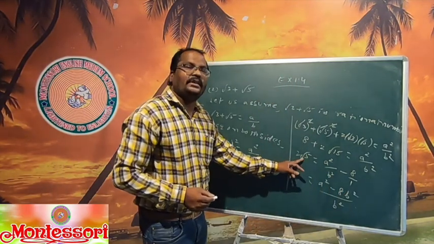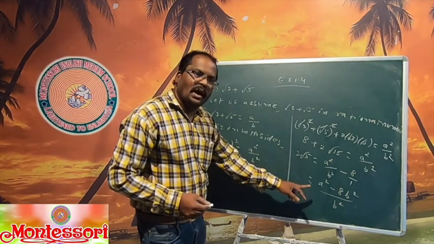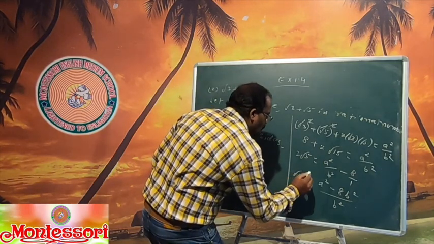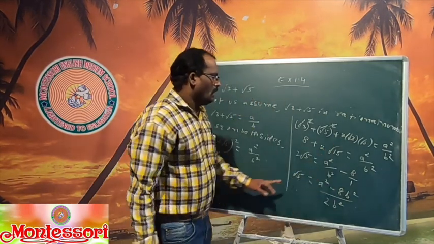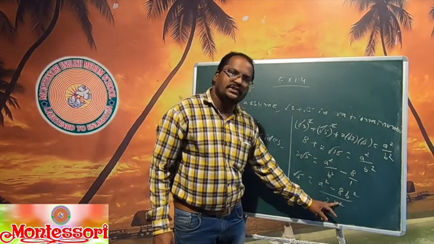Now which term is there? 2 root 15. I need only the root term here, so the 2 also we have to bring down. That means here we write root 15 is equal to (a square minus 8b square) by 2b square.